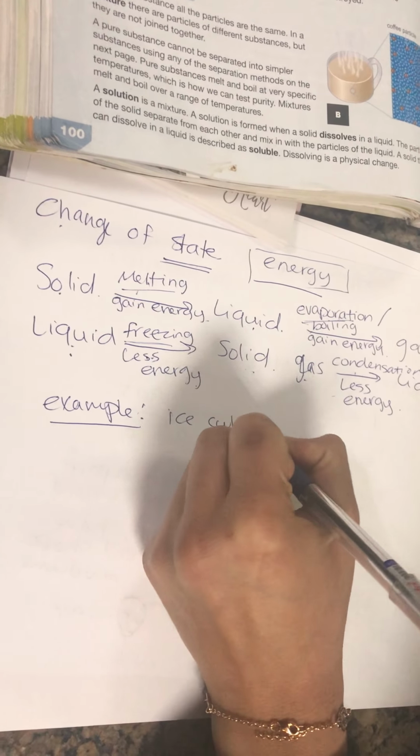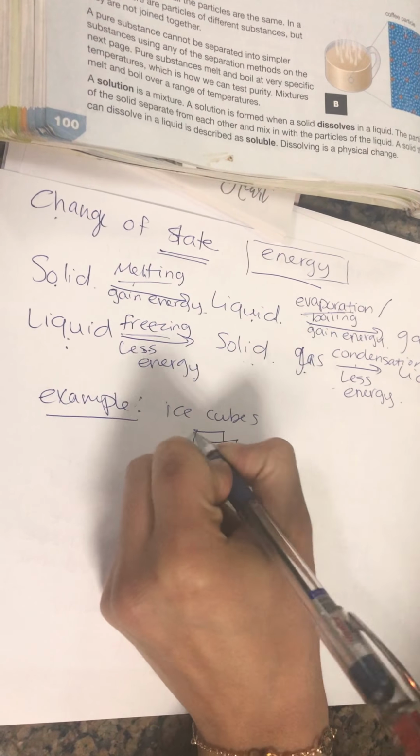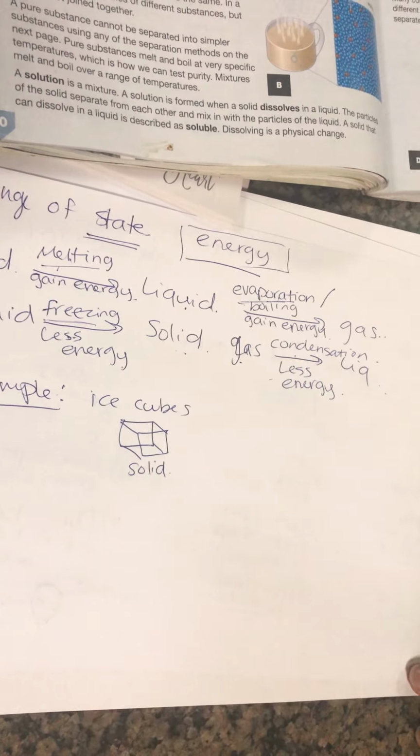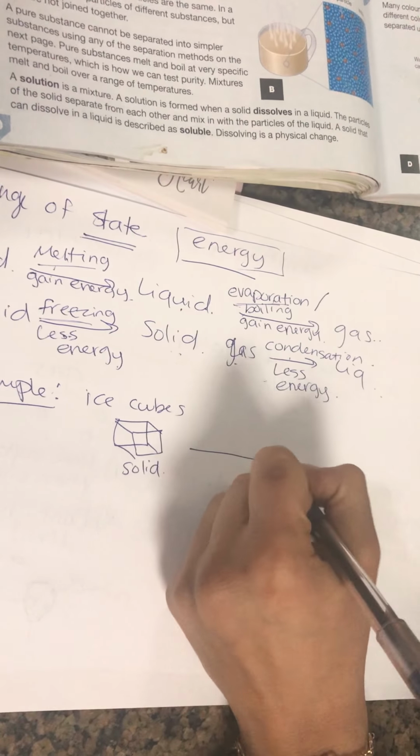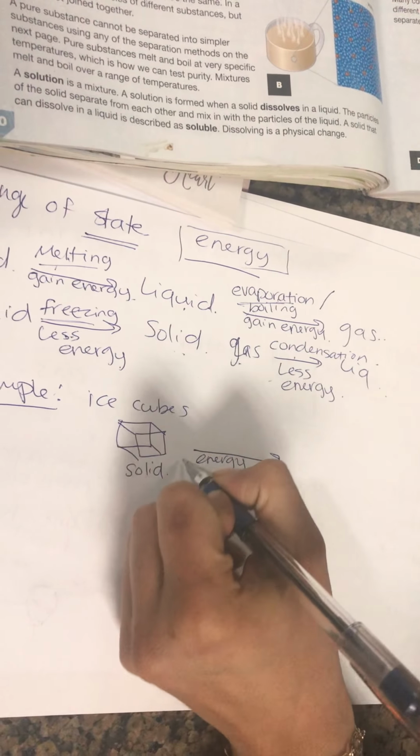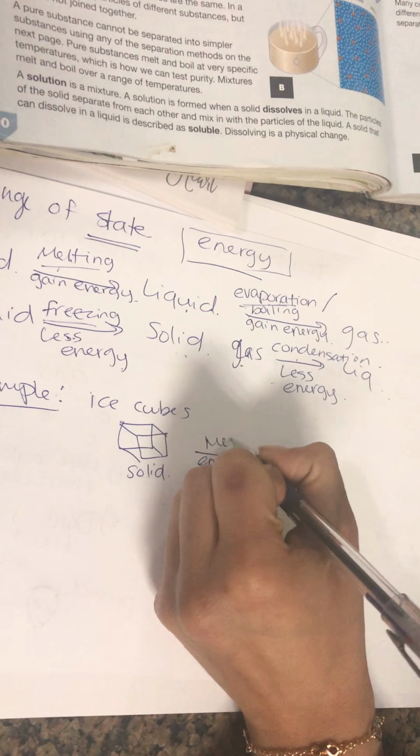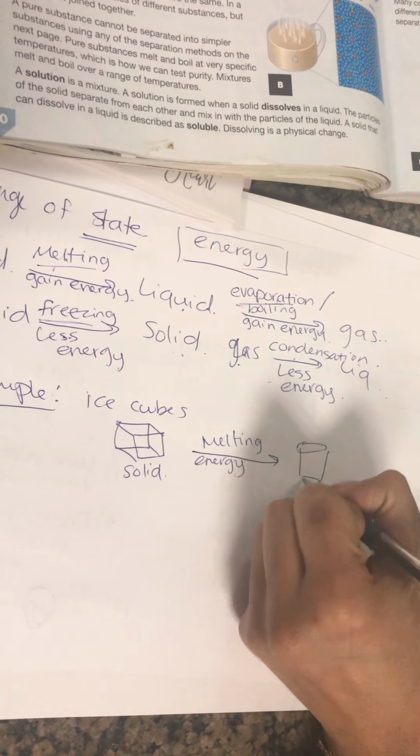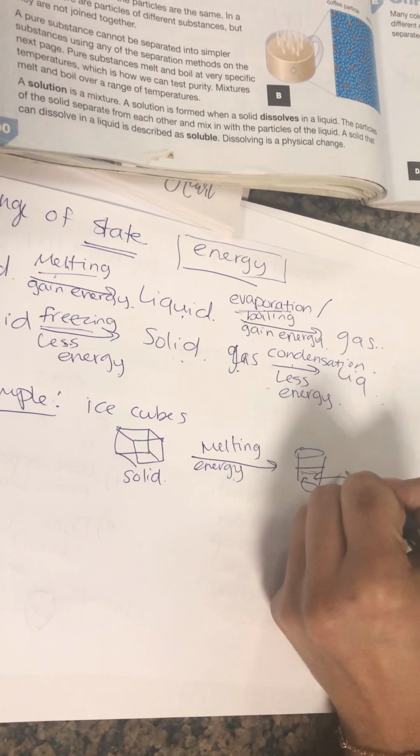Okay. An example that I'm going to give you right now is ice. Ice cubes. Now, ice cubes are solid. We all know that. They are the solid state of matter. If I add energy, if energy is gained, we call it melting, which is going to change into liquid water.